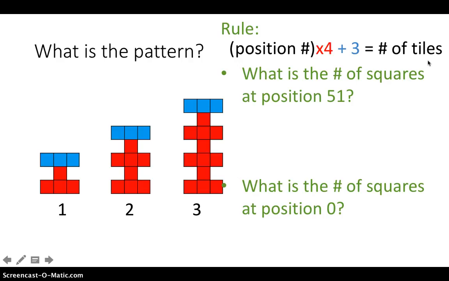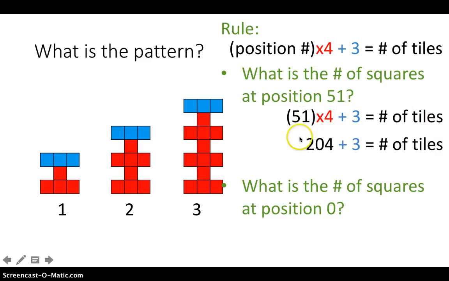So what is the number of squares that's at position 51? Well, we take this rule and we put 51 where the position number goes. So we have 51 times 4 plus 3 is the total number of tiles. So we do BEDMAS, so that means that we're multiplying first because the number of tiles is what we're looking for, and that's by itself in the equation. So we multiply first and then we add 3. We get 207 is the total number of tiles.